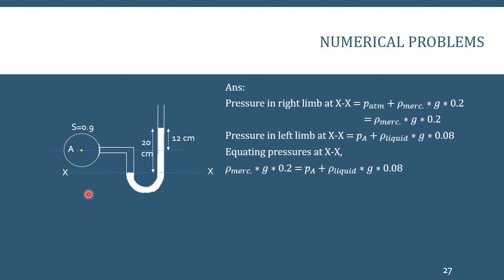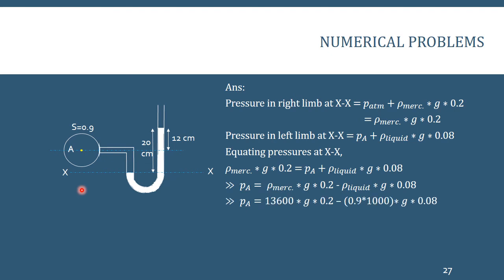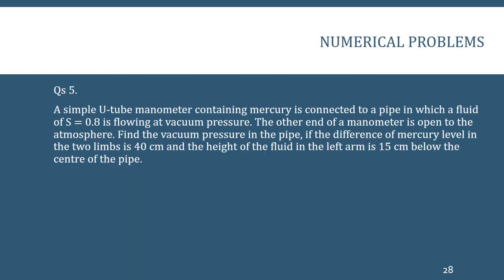Now I know the value of rho mercury, 13,600. I know the density of the liquid in the pipe A: S is equal to 0.9, so the density is 900. So I can equate and find out the pressure at A, and I will get it as equal to 25,976.88 Newton per meter squared. This is how you find out the pressure at A in a simple U-tube manometer.